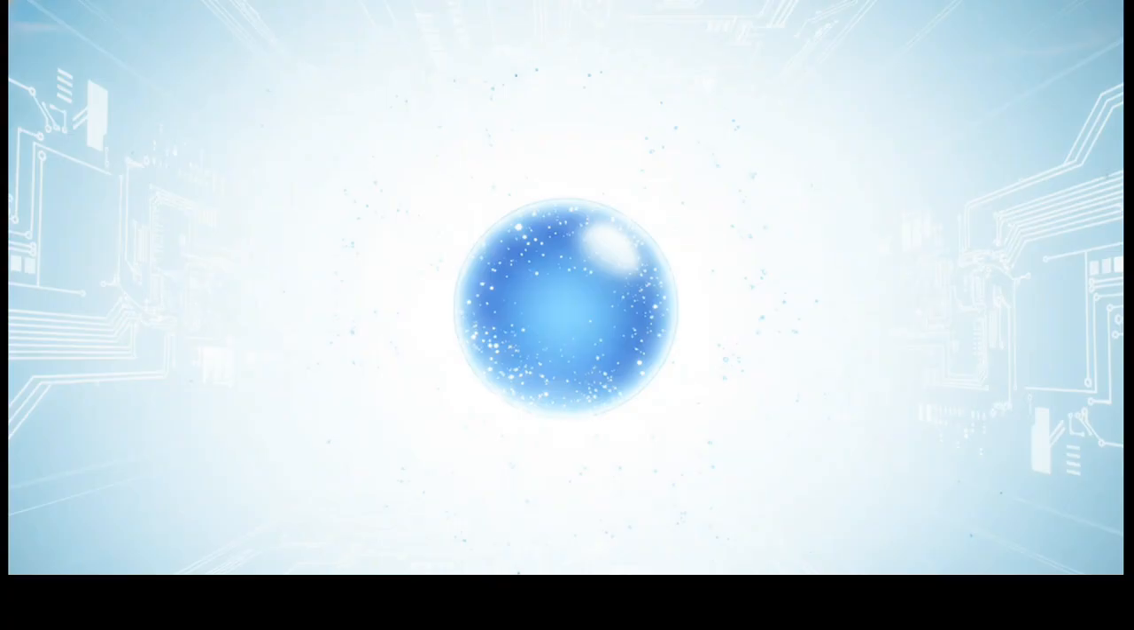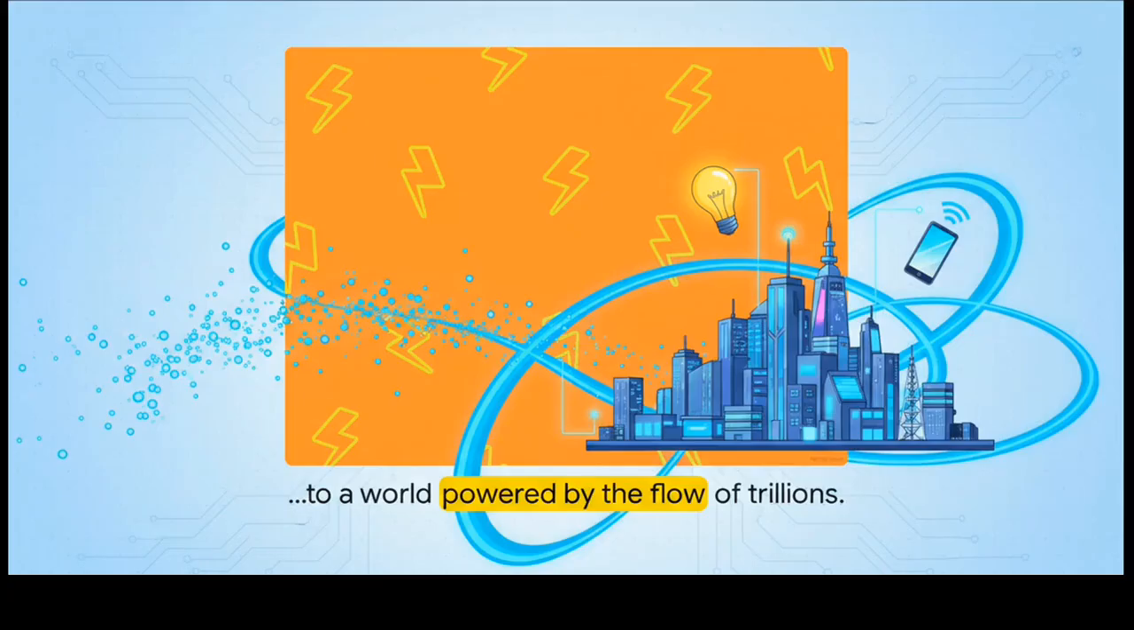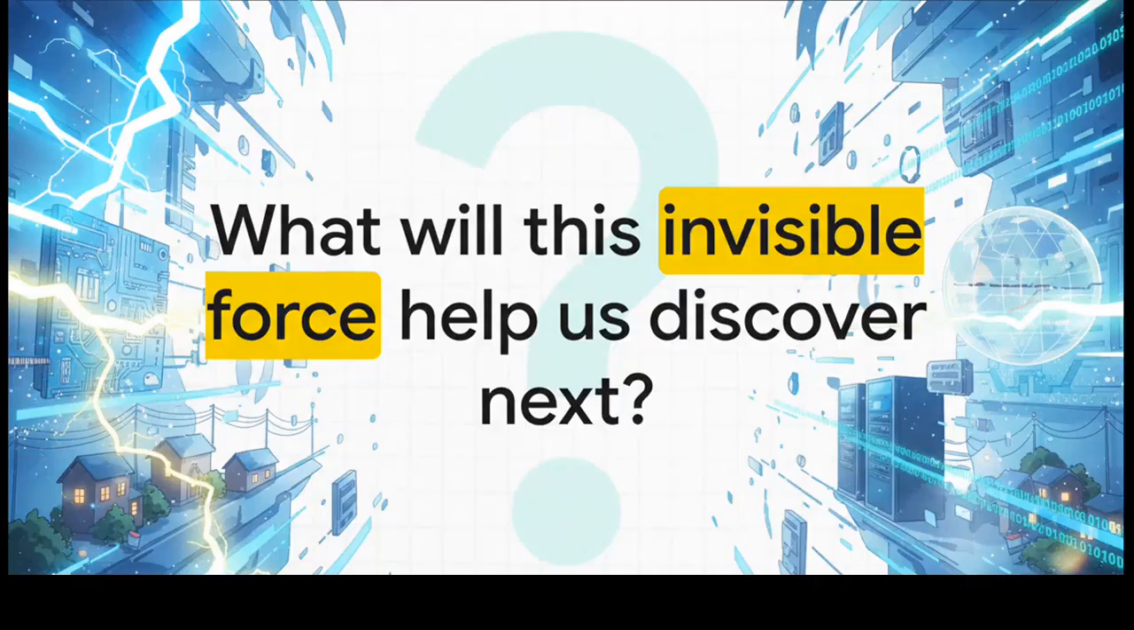So let's just zoom back out for a second and connect all these little pieces back to the big picture we started with. It's incredible, isn't it? Everything we've talked about begins with that one tiny, negatively charged particle. But when you get trillions upon trillions of them all flowing together in a controlled circuit, well, you get this: a world that's lit up, connected, and powered by that simple, elegant flow. From the lamp in your room to the device you're watching this on right now, it is all working on this exact same principle. Which kind of leaves you with one final big question, doesn't it? What will this invisible force help us discover next?